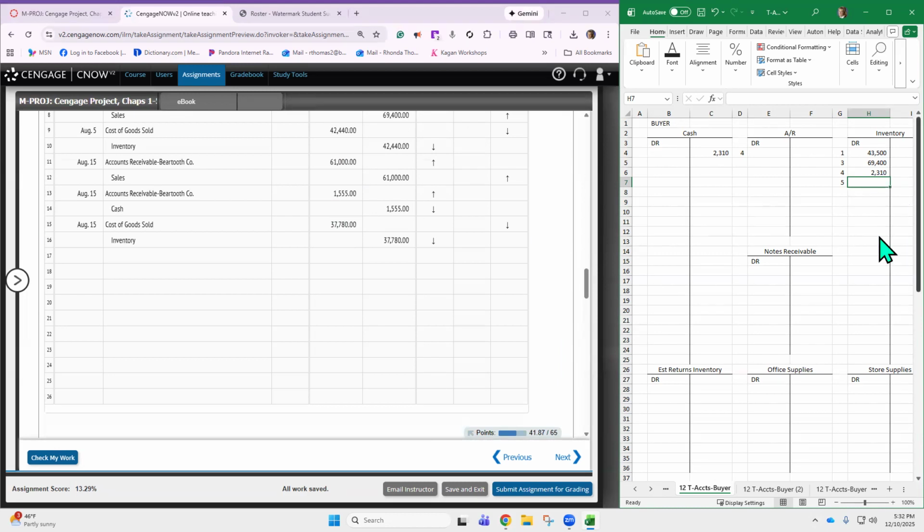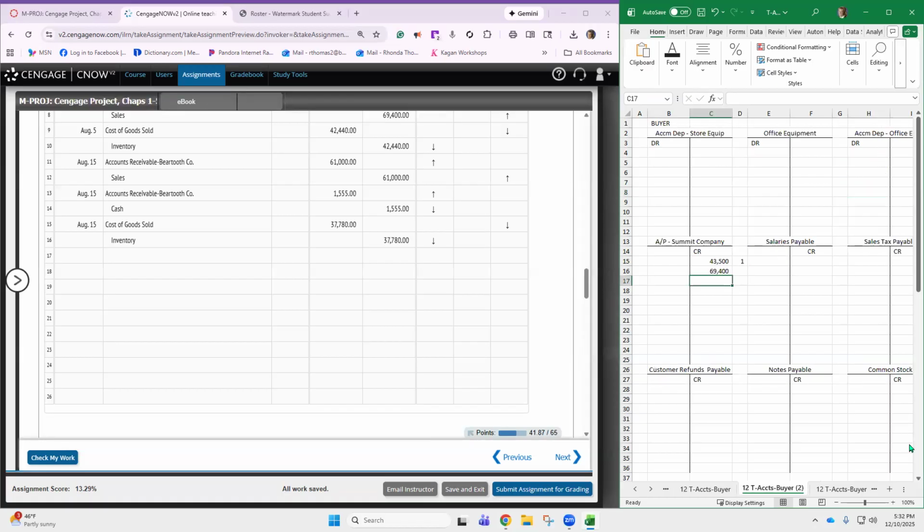So here's what I'm going to do. I'll see if it's right. So inventory, this is from the buyer's point of view, is going to get $61,000. So I'm going to match that with a credit to accounts payable of $61,000. And that is from transaction 5. Okay. That took care of that, and then now we want to do that again.